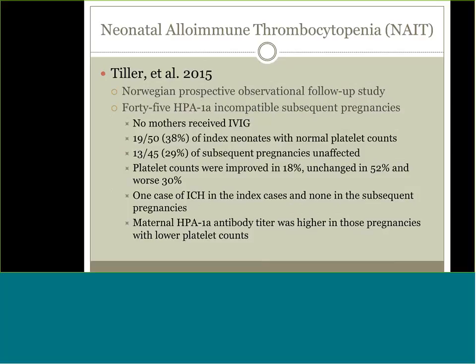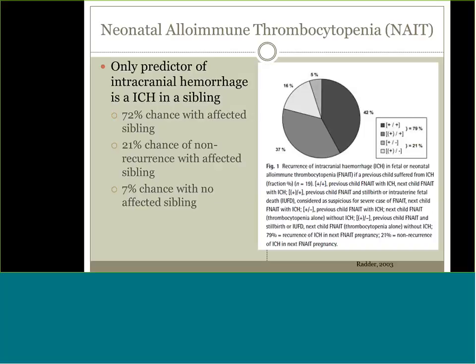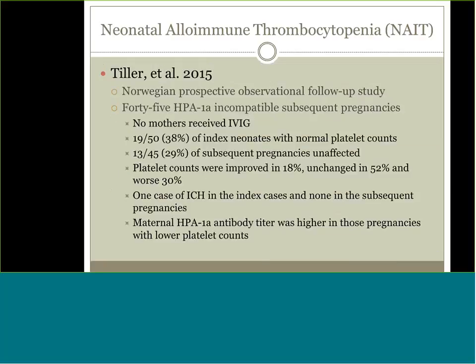And actually, how did they diagnose those? If they didn't have a bleed, how did they know to test for thrombocytopenia? So all their siblings had had intracranial hemorrhage or suspected intracranial hemorrhage. And so these are the subsequent pregnancies. Got it. Yeah.